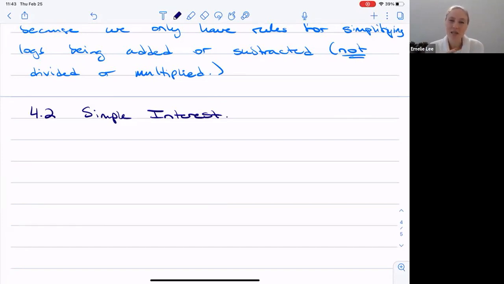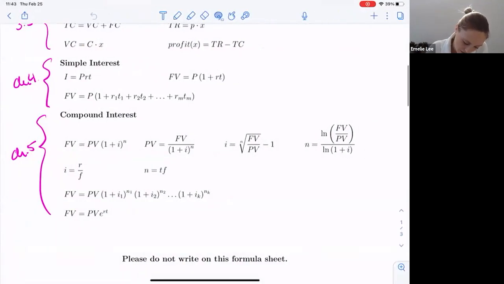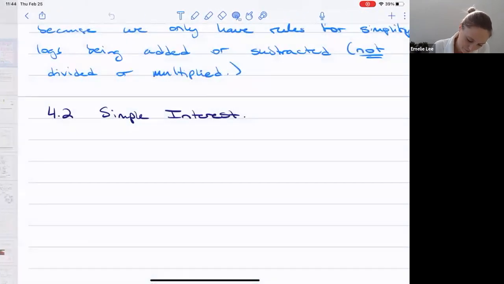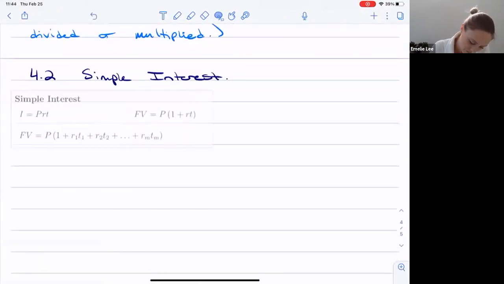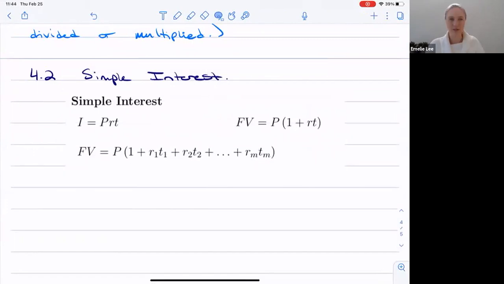So first thing I want to do is bring in that section of our formula sheet that we're going to be talking about. The simple interest section on our formula sheet is this one here, and it's even called simple interest. So this is from our formula sheet, and we've got a couple of things that we need to have a good handle on.